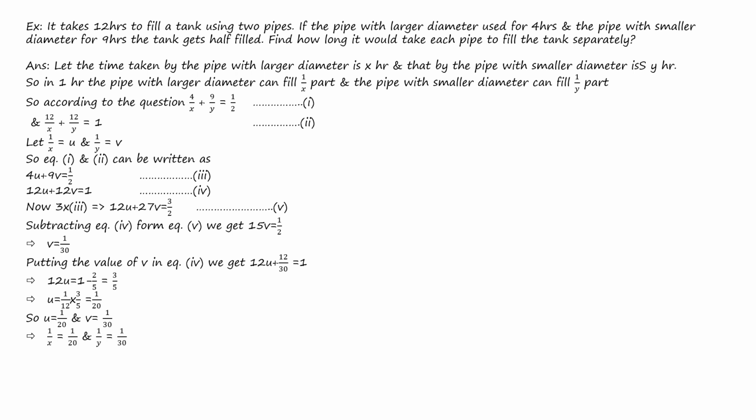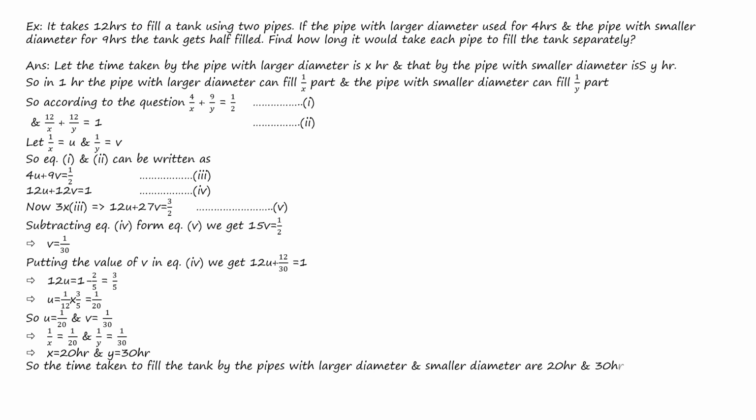Or we can write it as 1 by x equals 1 by 20 and 1 by y equals 1 by 30. This implies x equals 20 hours and y equals 30 hours. So the time taken to fill the tank by the pipe with larger diameter and the pipe with smaller diameter are 20 hours and 30 hours respectively. This is the answer.